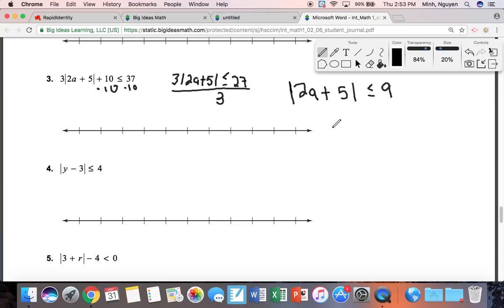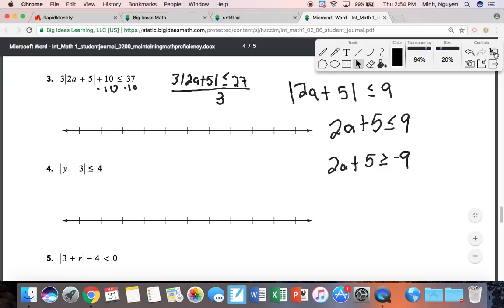Let's see, 2a plus 5 is going to be less than or equal to positive 9, which is fair. And then when I switch the symbol to turn it into a negative 9, I will also have to switch the sign. So instead of a less than, it will be greater than. On both of these, you will subtract by 5 and then divide by 2.